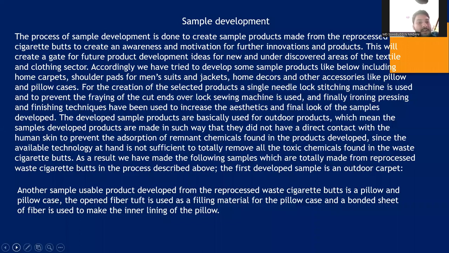In the process described above, the first developed sample is an outdoor carpet. Another usable product developed from the reprocessed waste cigarette butts is a pillow and pillowcase. The open fiber tops are used as filling material for the pillowcase, and a bonded set of fiber is used to make the inner lining of the pillow.